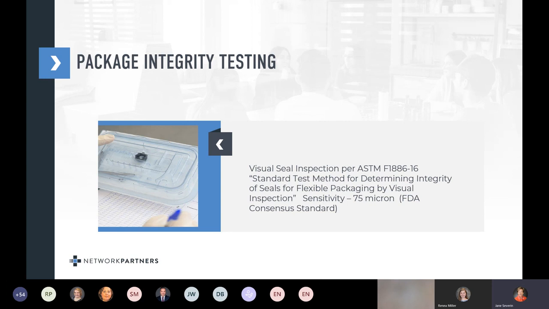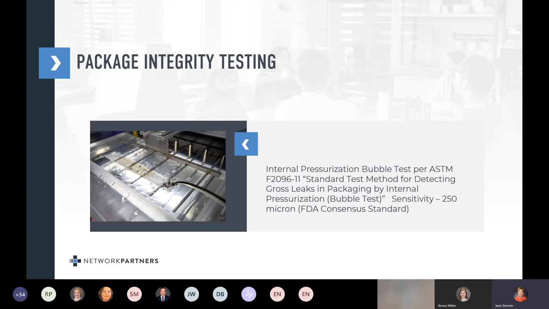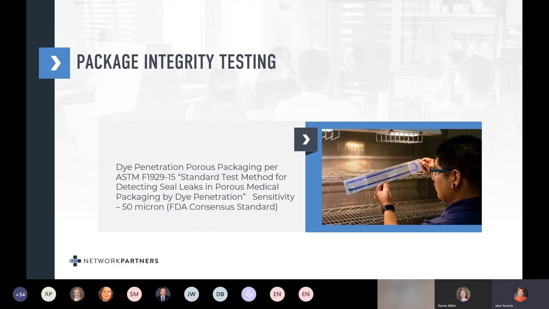There are numerous examples of integrity testing, but the three most common are visual, per ASTM F1886, which has a sensitivity of 75 micron. Internal pressurization bubble test per F2096, which has a sensitivity of 250 micron. And finally, the third most common is dye penetration per ASTM F1929, which has a sensitivity of 50 micron and is only for measuring defects in the seal area.